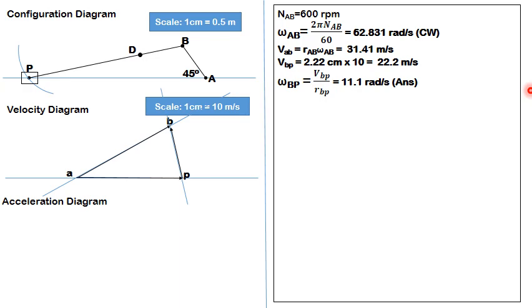So that's the second thing which has been asked in the problem statement. I'm sorry, that's the first thing which has been asked in the problem statement.